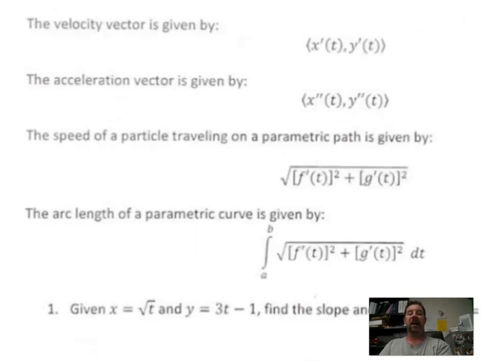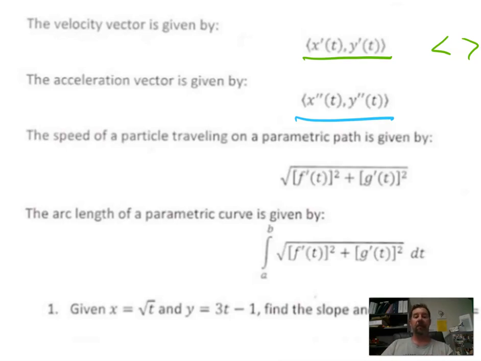The velocity of our object is given by the vector, and again, remember with vectors we use the little greater than, less than signs, kind of. But the vector x prime comma y prime in terms of t. The acceleration vector is x double prime comma y double prime. So it makes sense, tying in with the velocity and acceleration we've talked about before. Velocity is the first derivative, acceleration is the second derivative. You just put that in a vector.